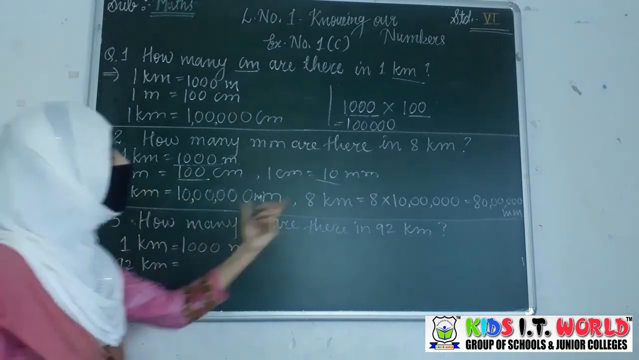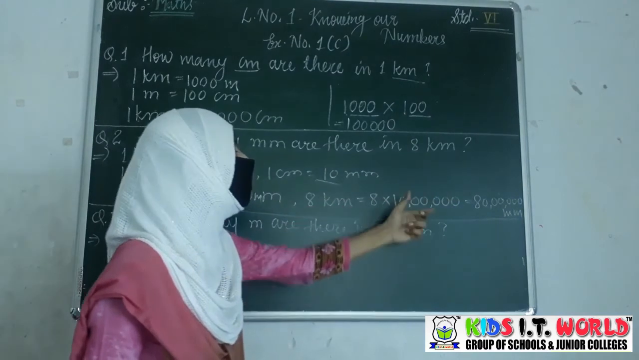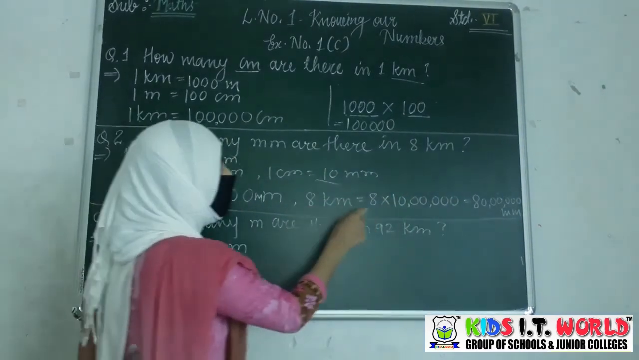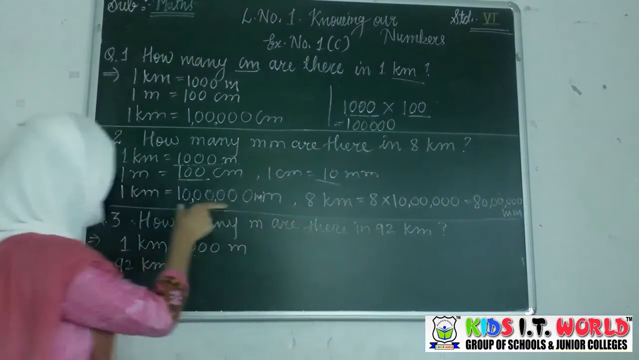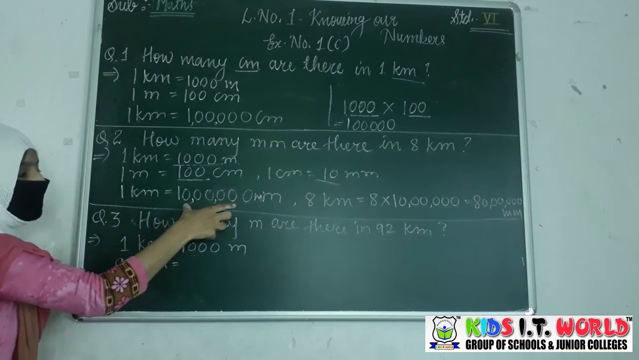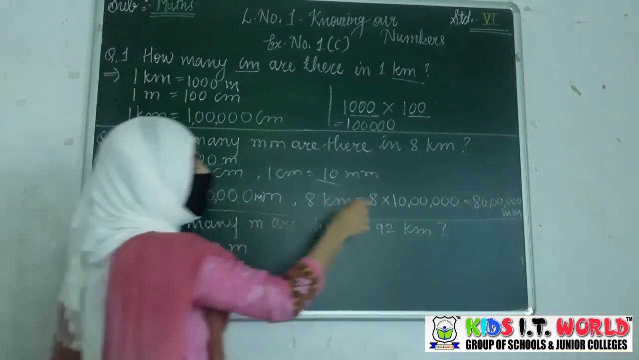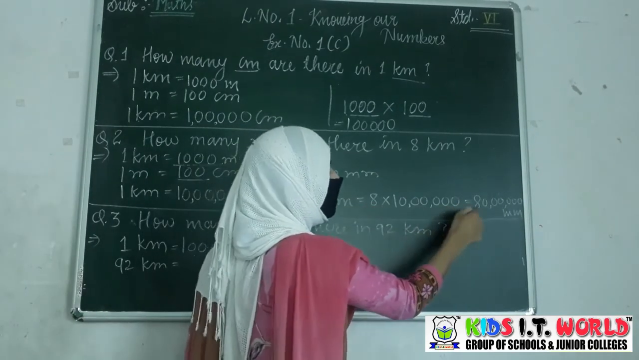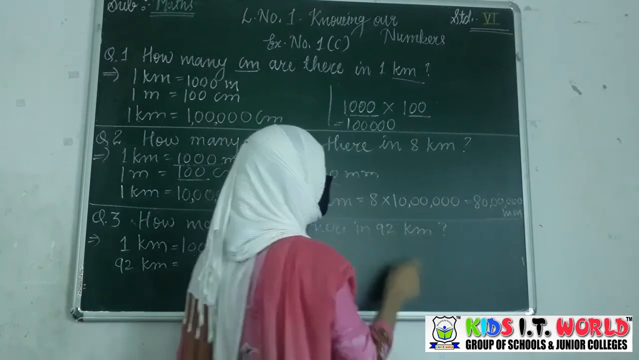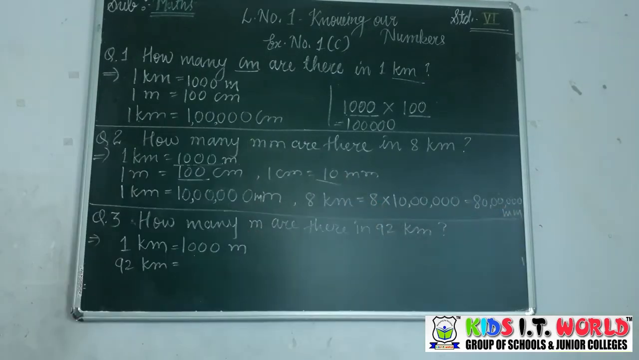So now you have to find 8 kilometer is equal to how many millimeter. So for that you will multiply 8 with the value of 1 kilometer, that is 10 lakh. So you will multiply 8 with the 10 lakh, so you will get 80 lakh millimeter. So the value of 8 kilometer in the millimeter will be 80 lakh millimeter.